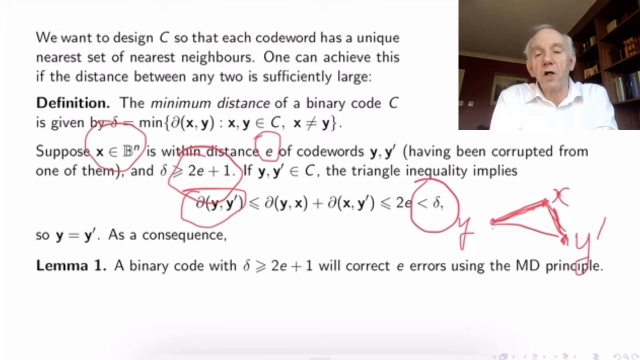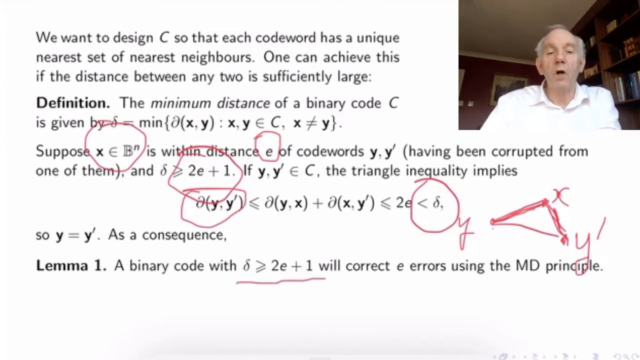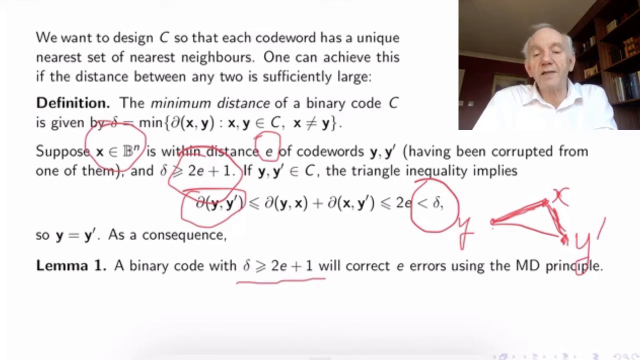So what this shows you is you can't find 2 distinct code words with this property, if we know that delta is at least 2e plus 1. So what that means is that if we have a binary code with this lower bound on the minimum distance, we are able to correct e errors using the minimum distance principle, because we cannot find 2 different code words which are within e of a word x. So in many of the examples we'll be doing, e is 1, so we want delta to be at least 3, or if delta is at least 3, we're in business.